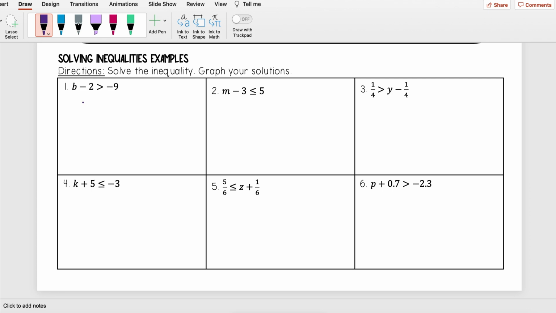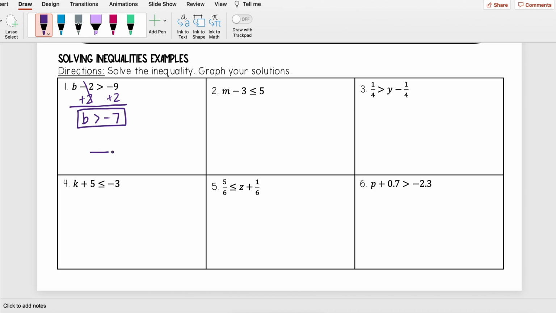So really for all of these, you're going to treat it the same as if we're just solving a normal equation. So if this said b minus 2 equals negative 9, we'll go through the same steps, but now instead of an equal sign, we're just going to have our inequality symbol in there. So that means for this, I'm going to add 2 to both sides, and I get that b is greater than negative 7.